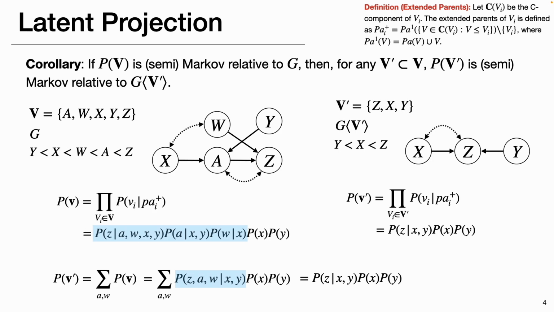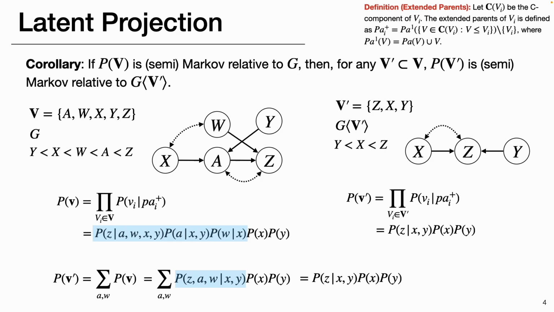So I'm just showing that the factorization over the extended parents in the projection represents exactly the probability of V prime, and this is the same distribution that I was talking about before, right? This is exactly the sum over A and W of PV. So we are not losing information by considering this projection if you consider this procedure.